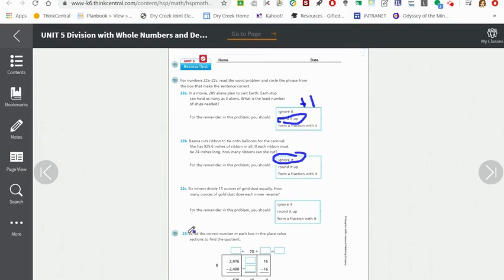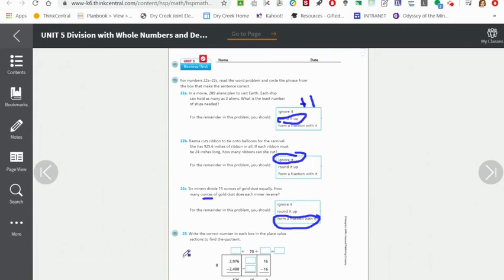22C. 6 miners divide 15 ounces of gold dust equally. How many ounces of gold dust does each miner receive? So what do we do with the remainder for this one? We don't ignore it. We don't round it up. We form a fraction because remember, when we're talking about food or anything in measurement, ounces is a form of measurement, we form a fraction with it, okay?